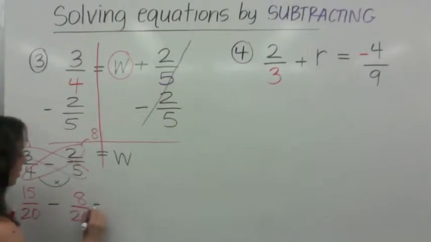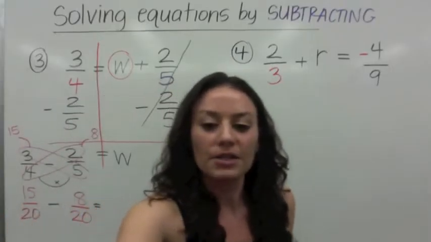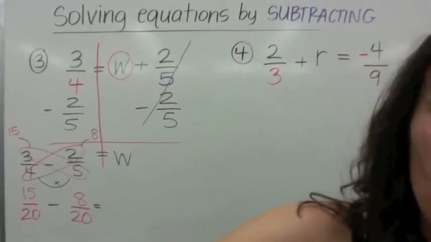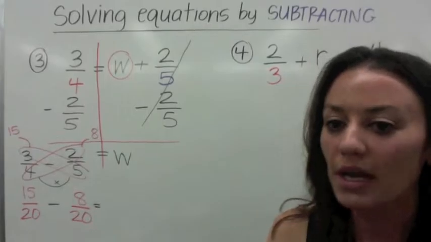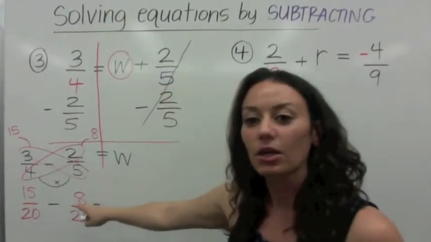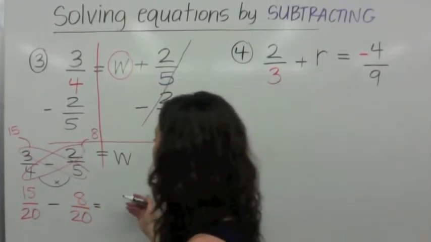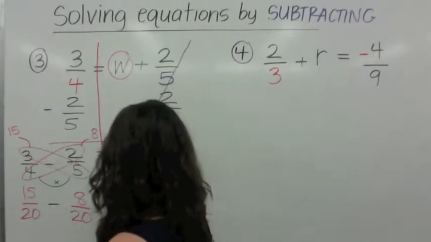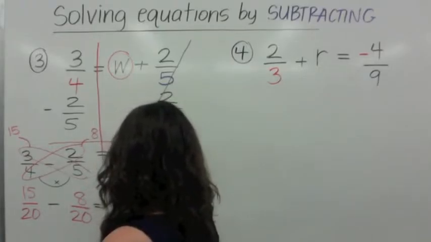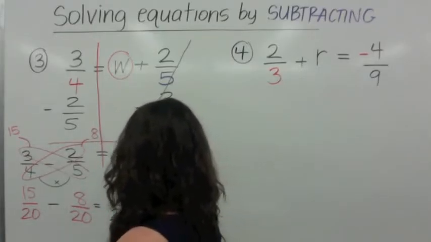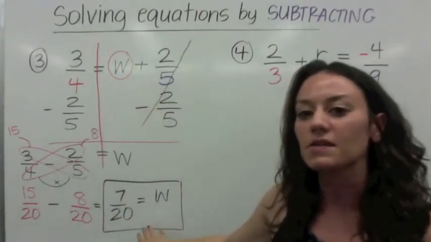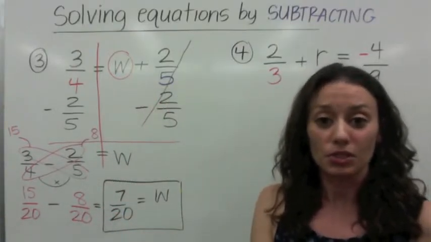Okay? So when you subtract fractions, we got the common denominator. It's still 20. But now we have to subtract the numerators. So what is 15 minus 8? It is 7/20. So 7/20 will equal w. Can you simplify 7/20? No, it is in simplest form.